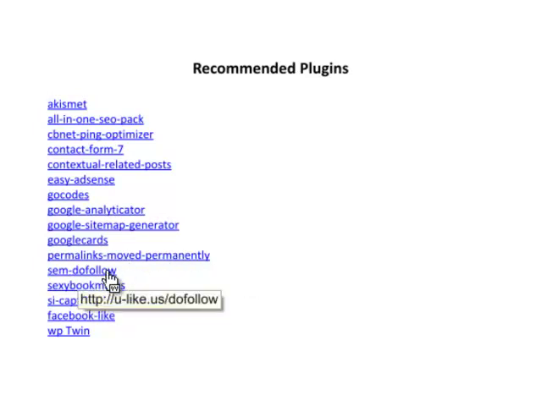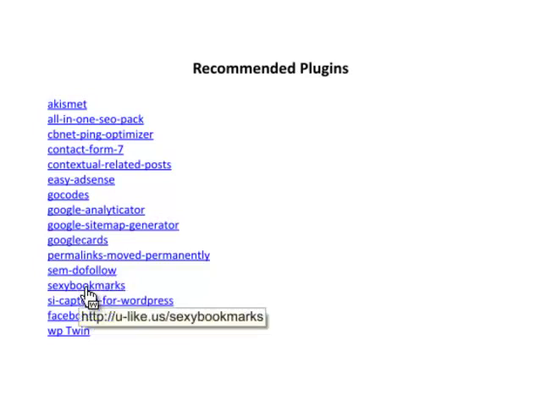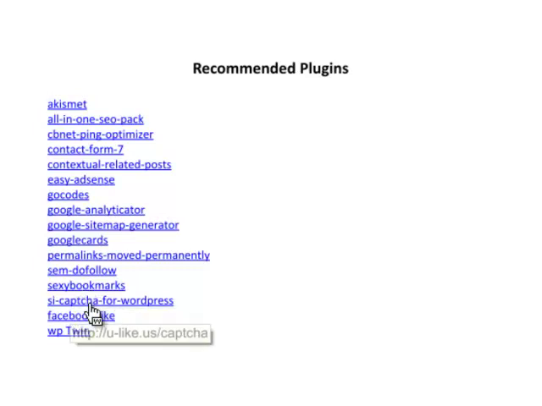The Do Follow plugin just makes all your, anytime somebody comments on your site, by default WordPress makes those comments no follow. This strips that out and makes them do follow, which means that more people will comment on your site. Sexy bookmarks is a great way to add a bunch of different ways to share through social media content on your site. The CAPTCHA for WordPress is one more way of reducing comment spam, especially by bots. It puts a little CAPTCHA form in there that robots have a hard time figuring out.